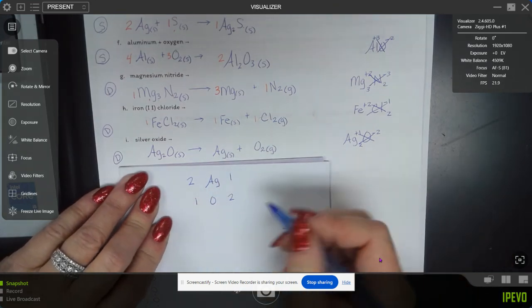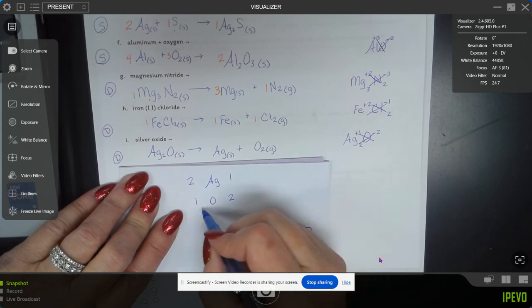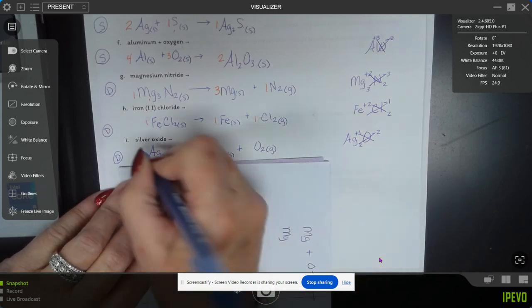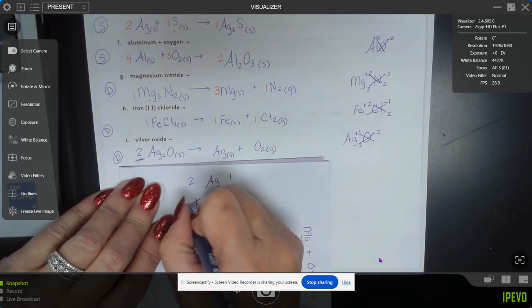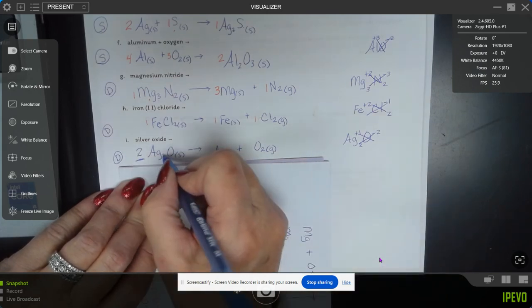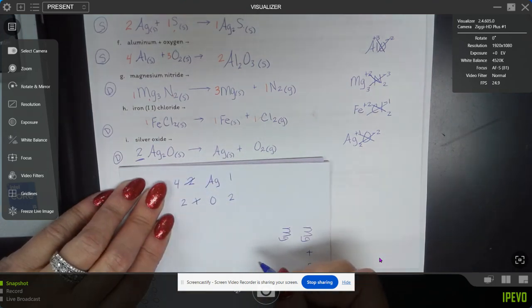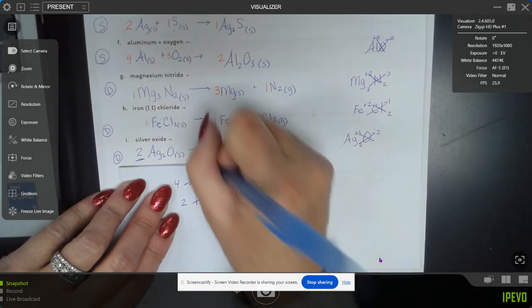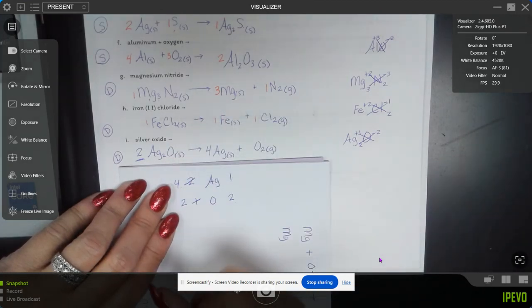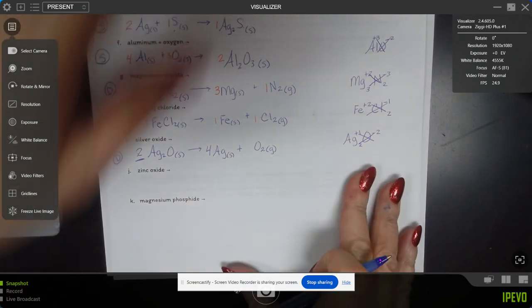Yikes. So let's see. I have 2 oxygen over here and only 1 over here. So what do I need to put here? I need to put a 2 here. That gives me 2 oxygen now, and 2 times 2, 4 silver. All right. So my oxygen is balanced, my silver is not, but if I just put a coefficient of a 4 there, I now have 4 silver, and my equation is balanced. Okay. We're almost done, guys. We're going to make it.